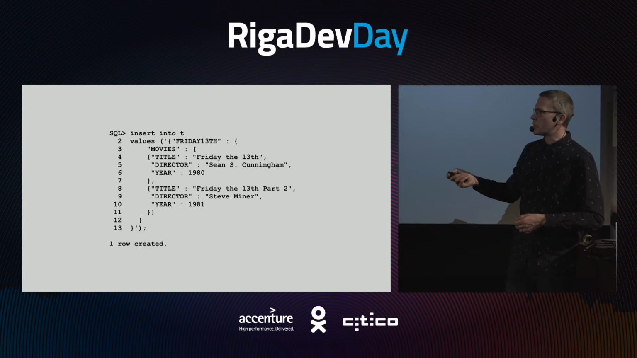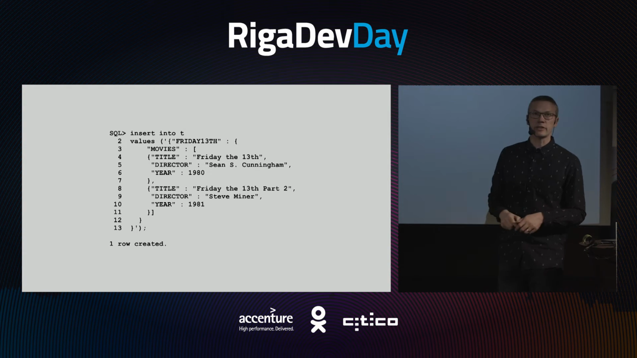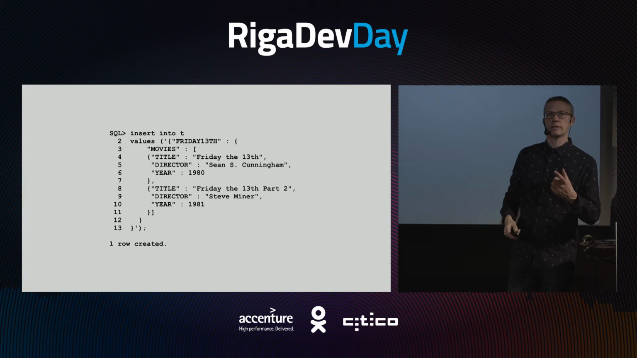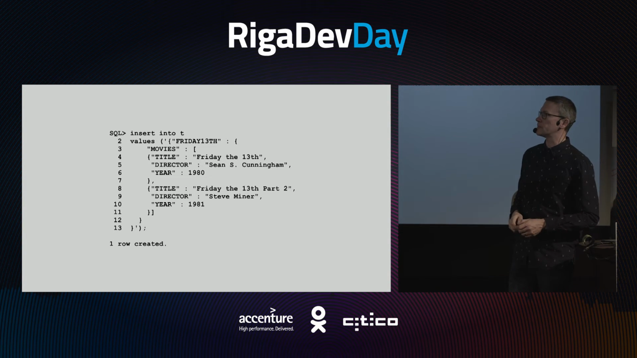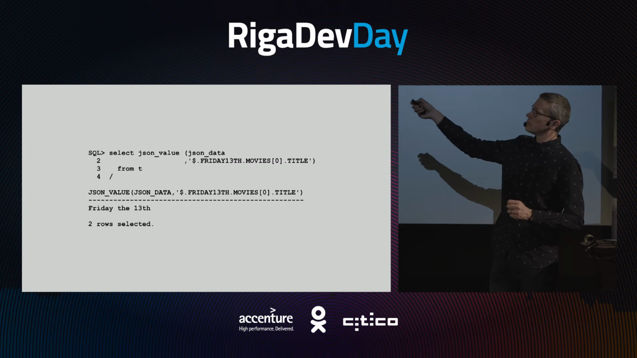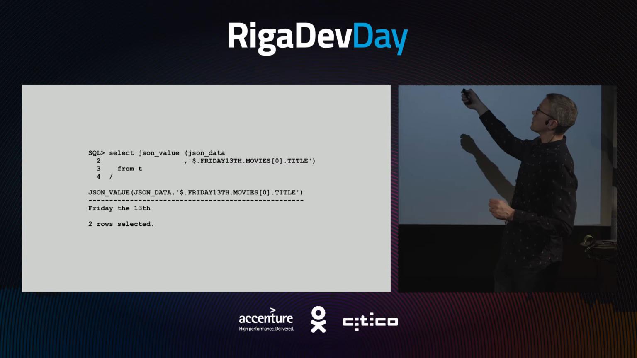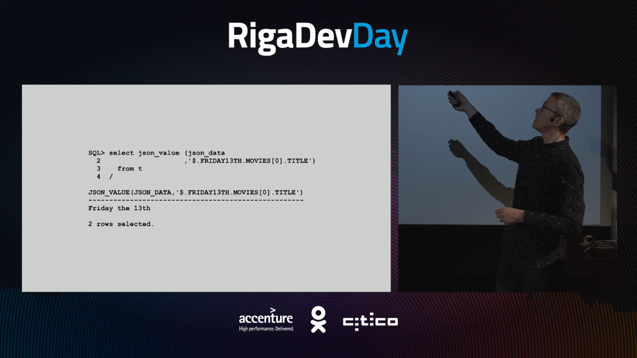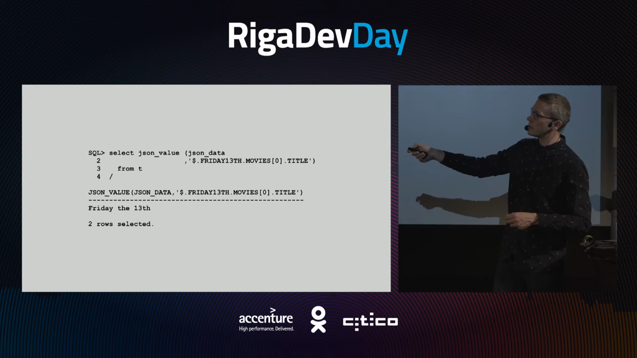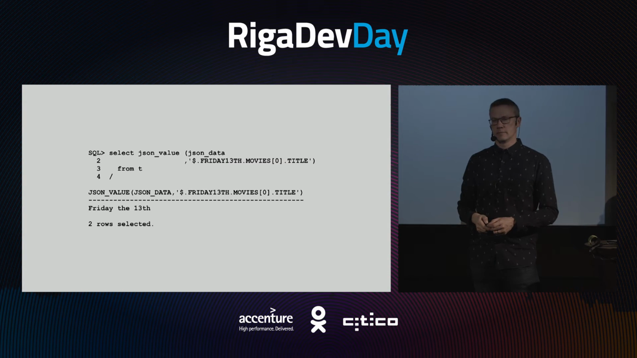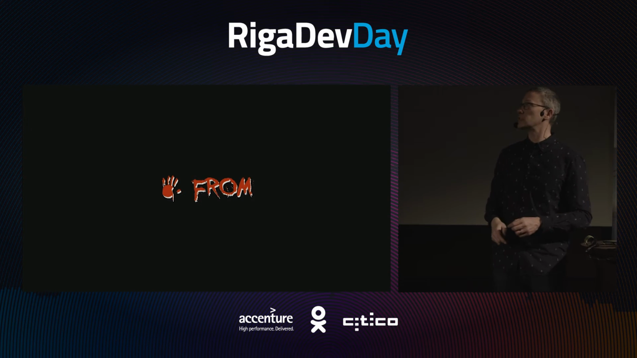To make it a little more interesting, we're going to add another row to the table, and we're going to insert that more complex thing. So now we have 2 rows in the table. You select the JSON value from that column using this expression from the document, go to Friday the 13th, the movies, the first one, give me the title, and you get the title back from this complex JSON thing. So that's a JSON expression.